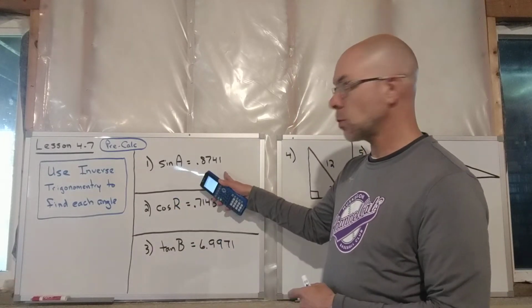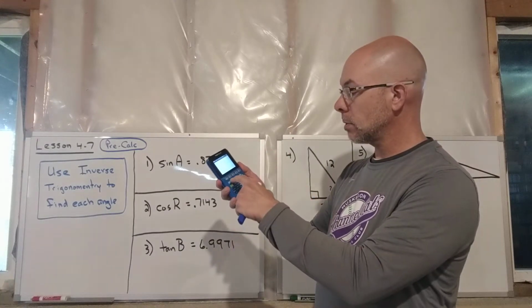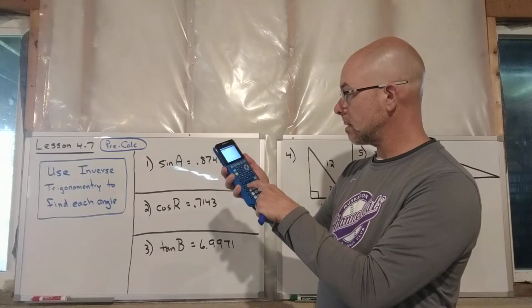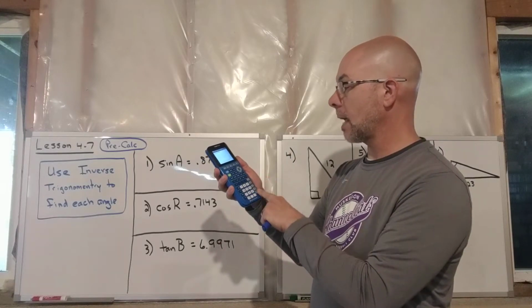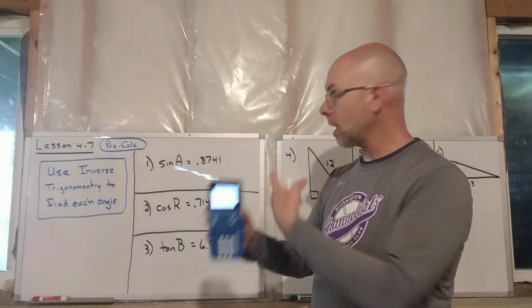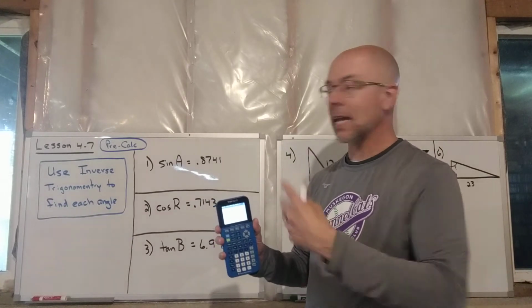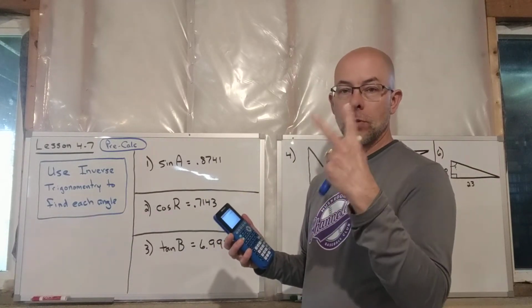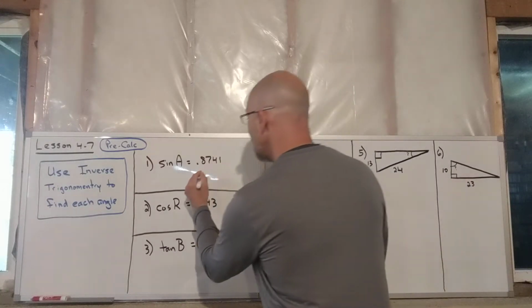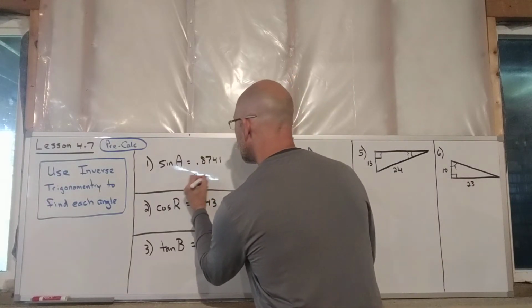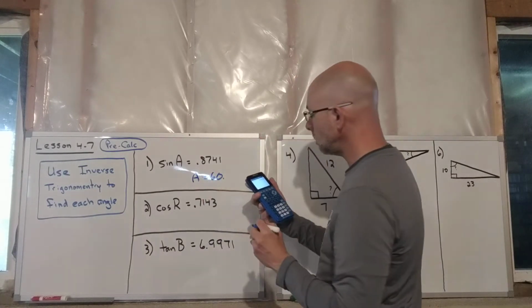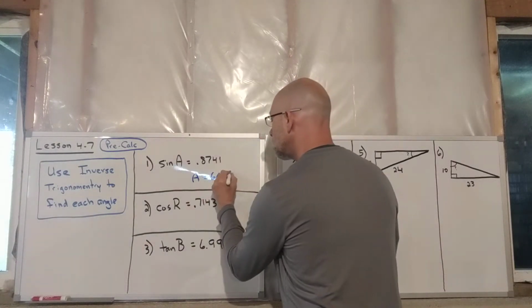So for this first one, I'm literally going to go second sine, 0.8741. And when I hit enter, it's going to tell me the angle that would represent in any right triangle. On the worksheet, I've asked you to round off to 2 decimal places. So this angle A came out to 60.94 degrees.